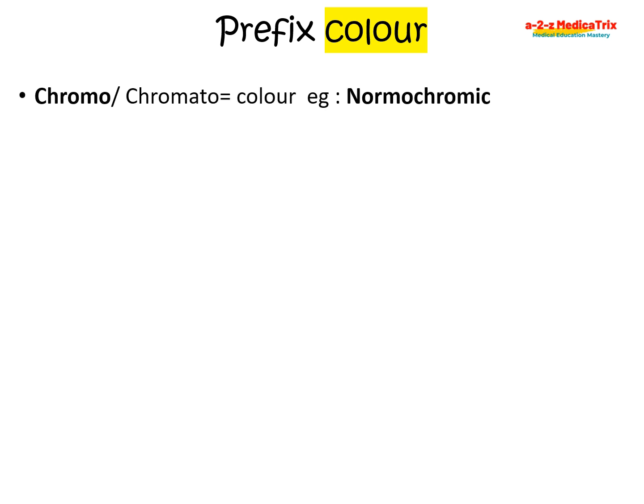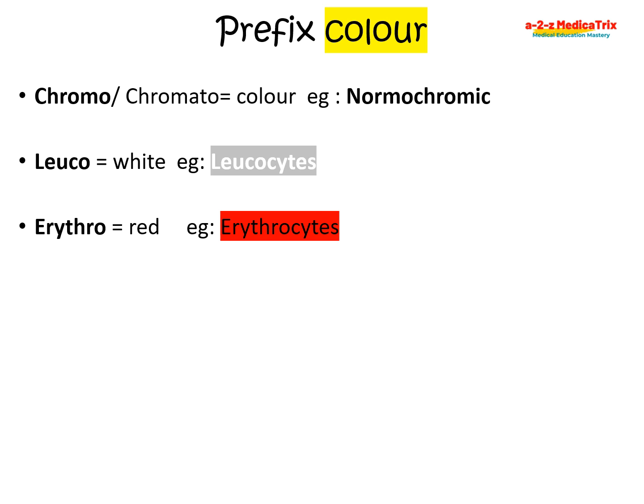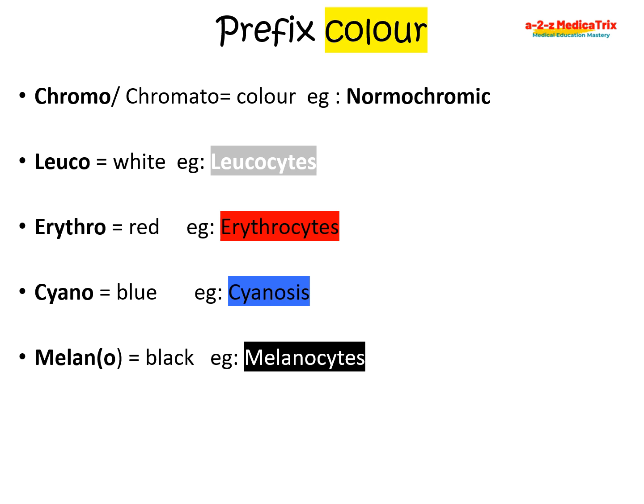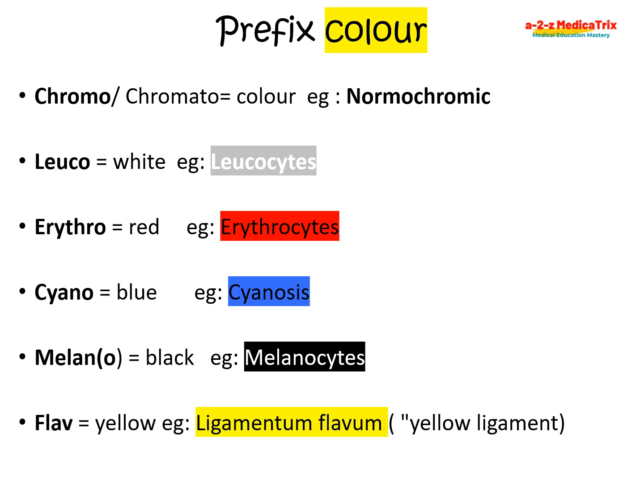Then prefixes related to color. Let's see what they are. First, chromo or chromato. Generally, chromo indicates color. Let's take the example normochromic, which means normal color, whatever the color it is. The next one is leuco. Leuco is related to white color. Example, leukocytes. Next, erythro, red. Example, erythrocytes. Cyano means blue. Example, cyanosis. Melano means black. Example, melanocytes, which are black. Flav means yellow. Ligamentum flavum is nothing but the yellow ligament.